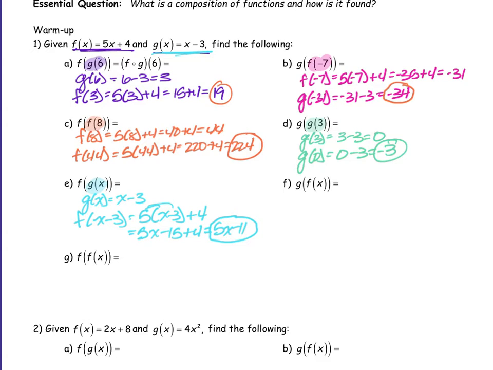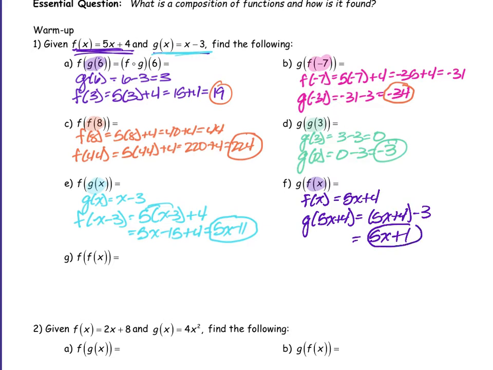Okay. This one, I'm going to do the opposite. I'm going to find f of x first, and then I'm going to put f of x into g of x. So f of x was also defined for us. F of x equals, right up here, 5x plus 4. And I'm going to put that into g, so I want to find g of 5x plus 4. And g of x says x minus 3, so that's 5x plus 4 minus 3, which is going to be 5x plus 1. Done.